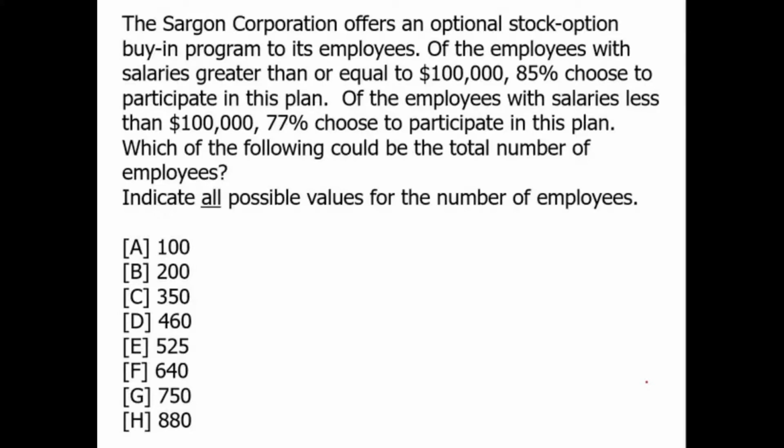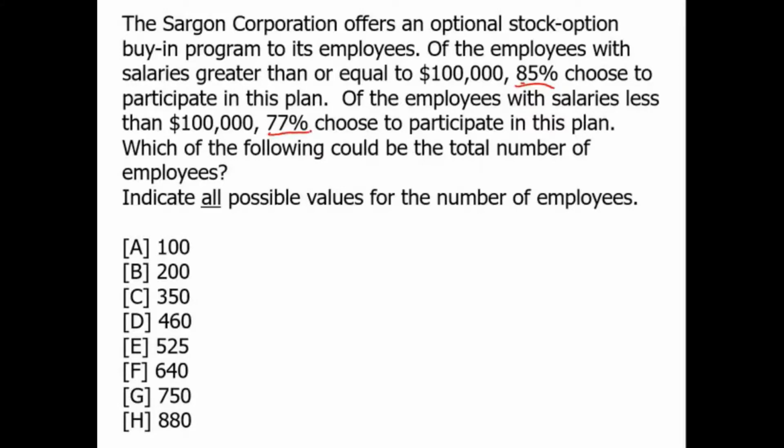The Sargon Corporation offers an optional stock option buy-in program to its employees. Of the employees with salaries greater than or equal to $100,000, 85% choose to participate. Of the employees with salaries less than $100,000, 77% choose to participate. Which of the following could be the total number of employees? Indicate all possibilities. So the first thing to keep in mind is when we have percents like this on a test problem.